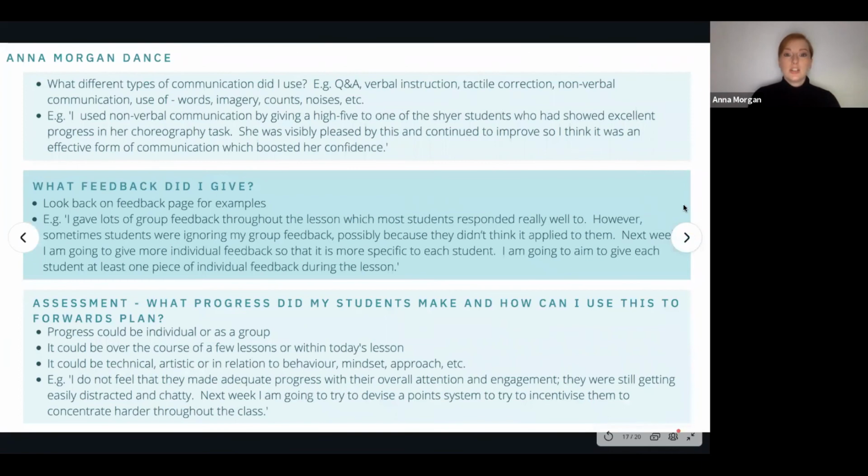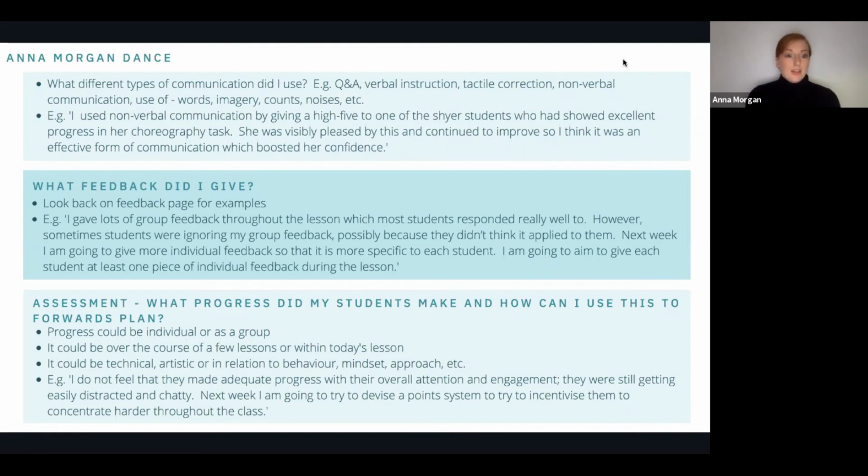What kind of communication did I use? E.g. Q&A, verbal instruction, tactile correction, non-verbal communication, use of different words, whether that's imagery, counts, noises, etc. So an example would be, I used non-verbal communication by giving a high five to one of the shyer students who had shown excellent progress in her choreography task. She was visibly pleased by this and continued to improve, so I think it was an effective form of communication which boosted her confidence. So I've not just gone, I high-fived one of the shy kids, and so that was good. I've explained, I can see she was visibly pleased by that, and it made her improve, so it was effective. So you've got to really explain how you knew it was good.